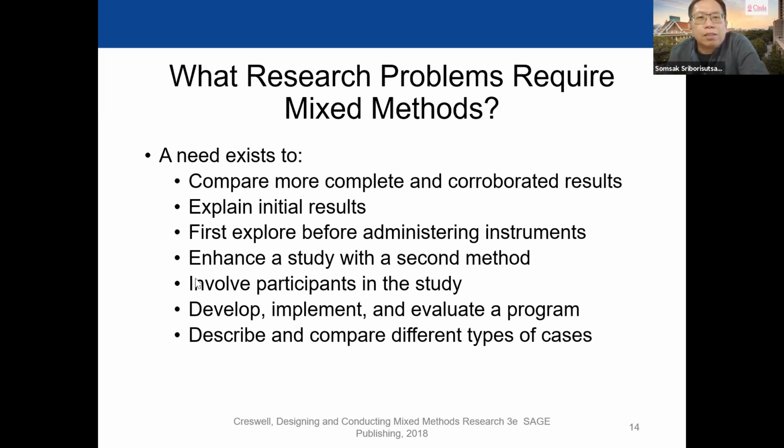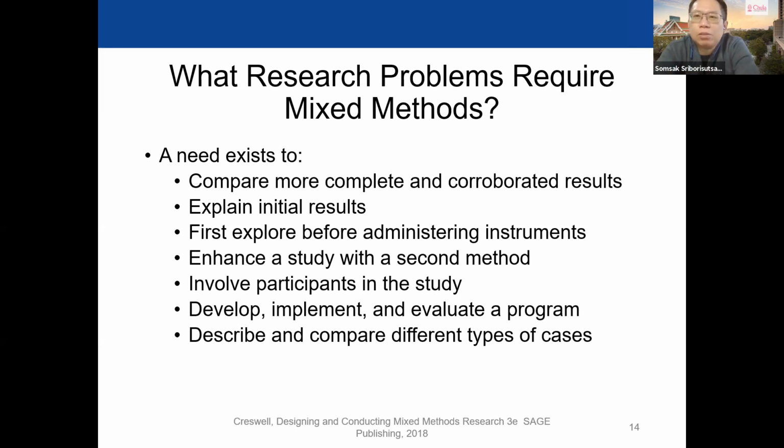And you involve participants in the study and develop, implement, and evaluate a program, and describe and compare different types of cases. This is a situation where you can choose mixed methods research when you design your research proposal.